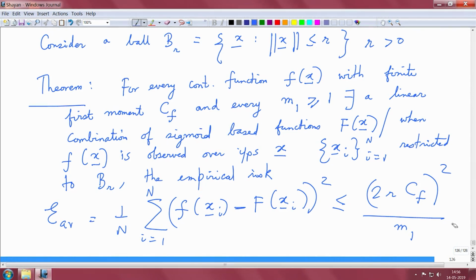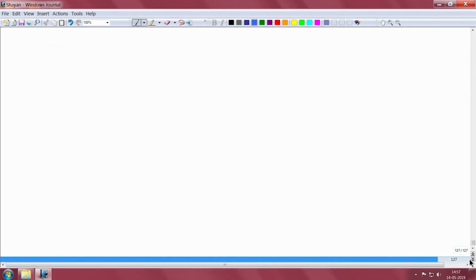So, I give you a bunch of data points. If I know m1 and if I know C_f, which I can compute based upon the Fourier transform of the true function, and computing that itself would require some sort of estimate, then the empirical risk is bounded by this quantity. This is a very important result. This sets a bound on the number of hidden neurons that we may require, and that is the reason why this theorem is useful.